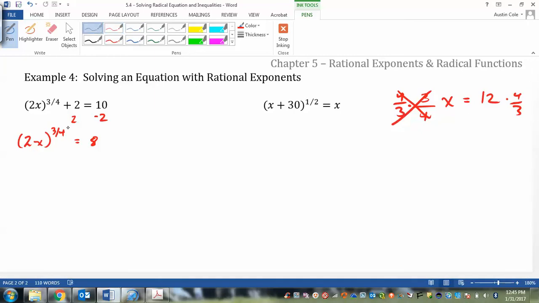Well, I'm going to take the whole thing to the... Let me move this over for a second. I'm going to take it to the 4/3 power. And when I do that, I have to do that to both sides. So now, when I take something to the 3/4 power and take the same thing to the 4/3 power, they go away. They cancel. So now I'm left with 2x on the left, and then this 8 to the 4/3 power. But remember, the 4 represents my what?